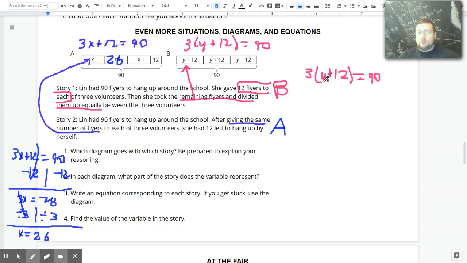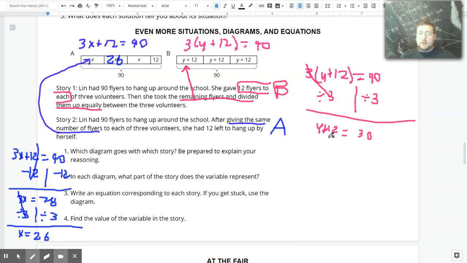Remember, in this situation, you have 2 choices. You can distribute the 3 first and then solve, or you can do parentheses last. I like doing parentheses last, which means the first thing you need to do is divide both sides by 3 to get rid of that 3. When you do that, the 3s cancel out, and all you have left is y plus 12 equals 90 divided by 3, which is 30.